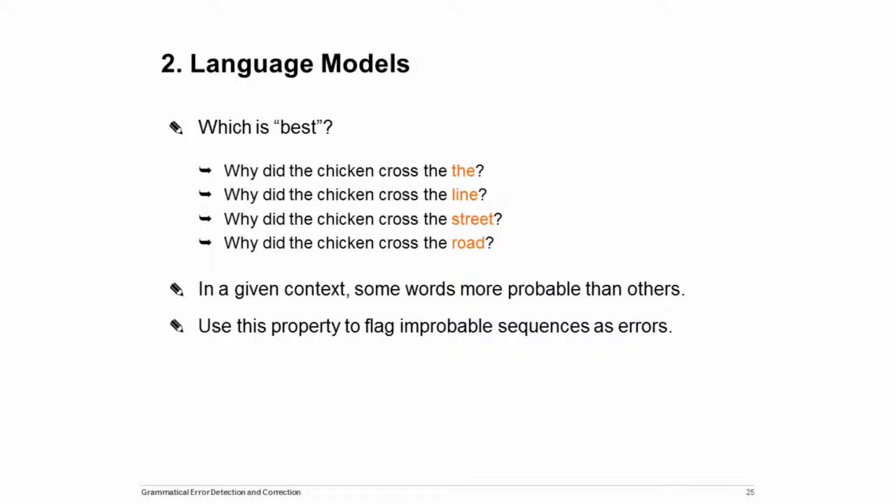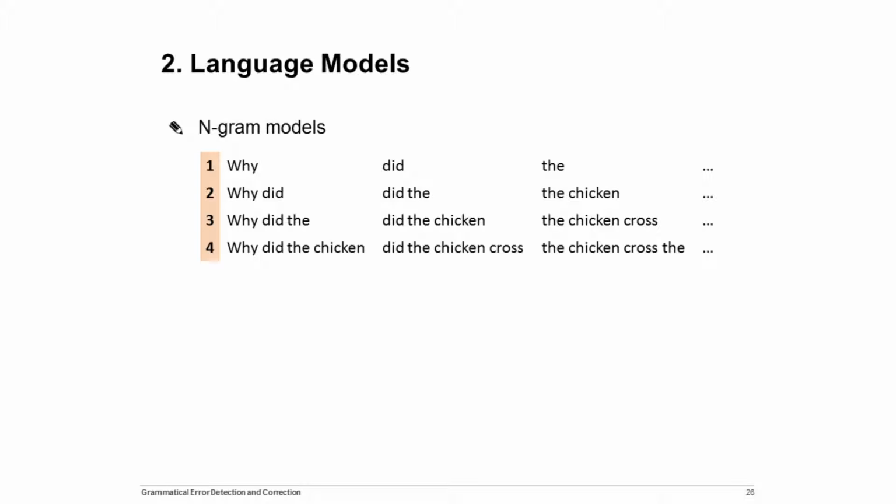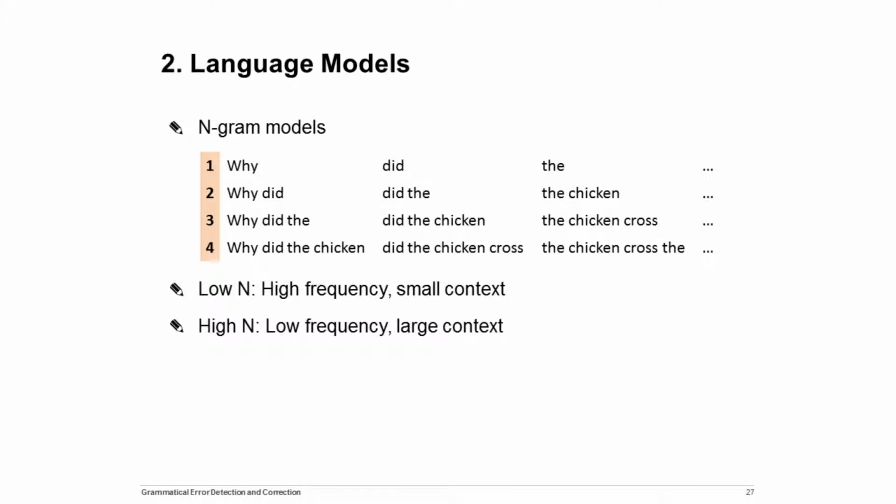And how do we do that? So until recently we used things called n-gram models, where you simply take a window of size n of all the words in the sentence. So here's n from 1 to 4. There is a trade-off with this. If you have low n, then you have a high frequency of words, but a very small context, whereas conversely, if you have a high n, then your context is a lot larger, but you'll find fewer instances of this sequence.